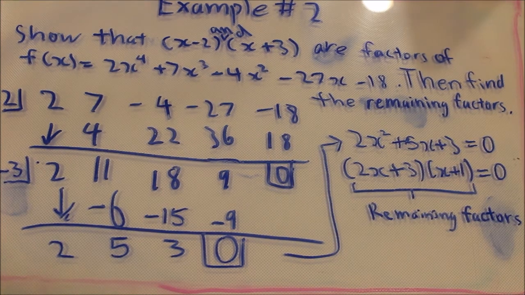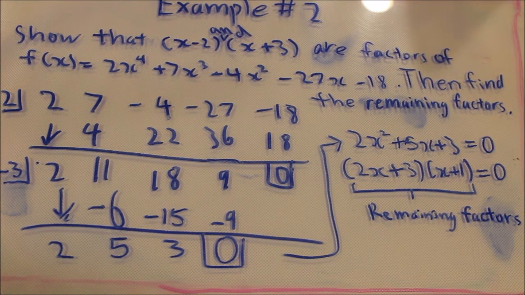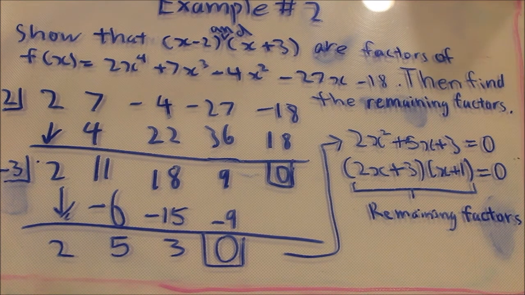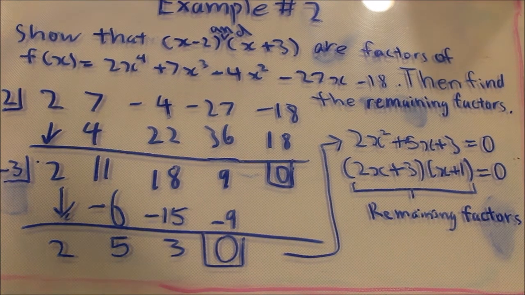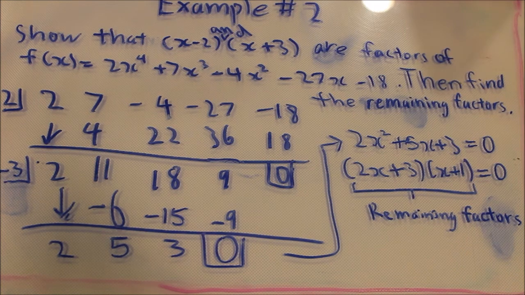After dividing the original polynomial by x minus 2, we are left with 2x cubed plus 11x squared plus 18x plus 9. We repeat the same process with x plus 3, and we are then left with 2x squared plus 5x plus 3. Once the degree of the polynomial is 2, we can simply factor the polynomial. So 2x squared plus 5x plus 3 completely factored is 2x plus 3, x plus 1. Therefore, the remaining factors are 2x plus 3 and x plus 1.